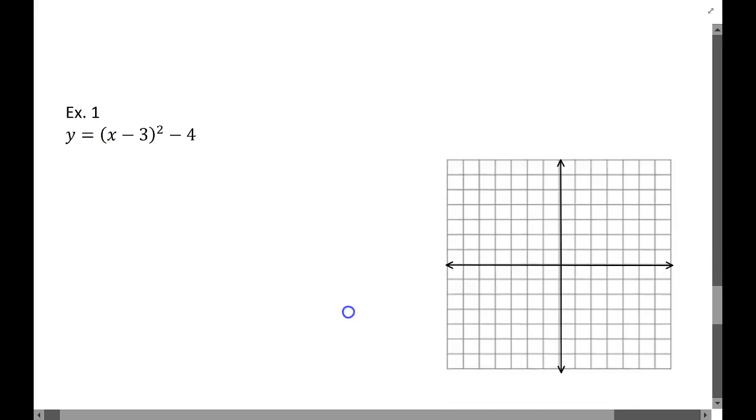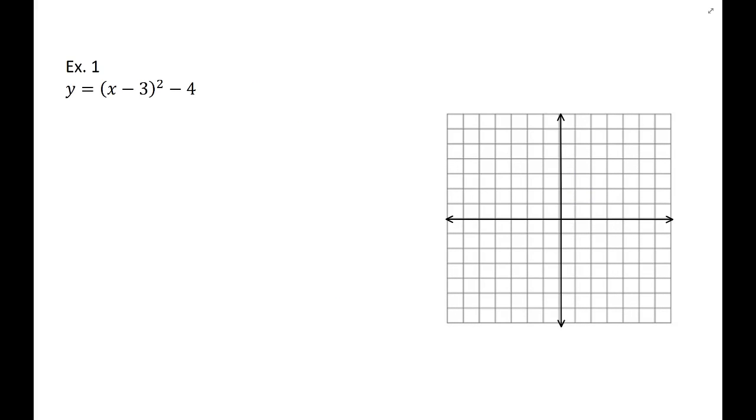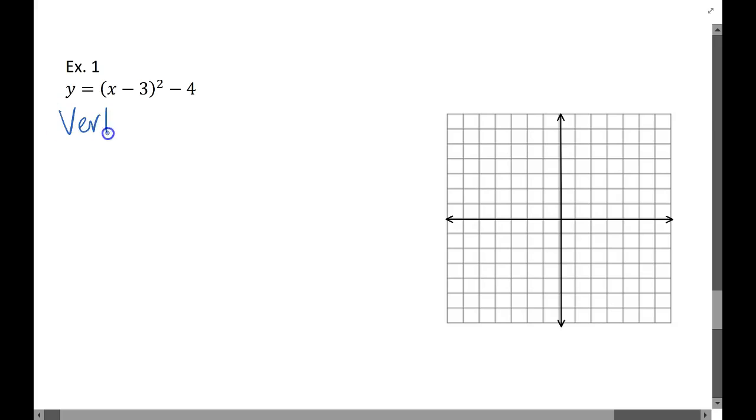All right, so let's look at an example here. Let's start off by determining what the vertex is. As I said, you need to find what makes a 0 in your parentheses. So if I look here, 3 minus 3 equals 0. So the x of our vertex is going to be 3, and then the y value of your vertex is just the k, so negative 4.